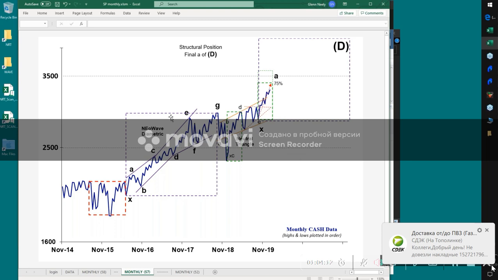Okay, so in a contracting triangle, you want the thrust to be about 100%, give or take a little bit. Neutral triangle around 75%, give or take a little bit. An expanding triangle only around 61%, give or take a little bit.